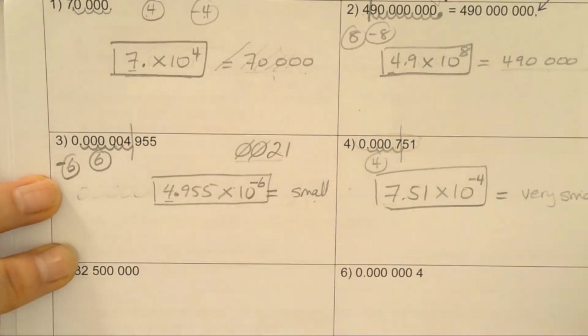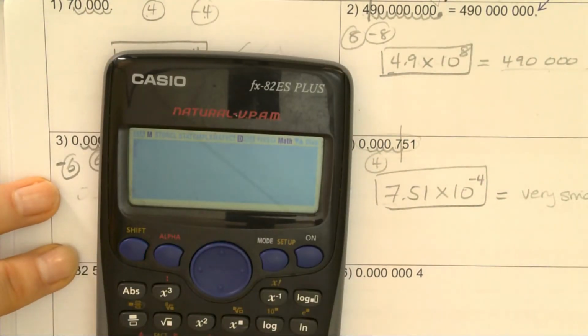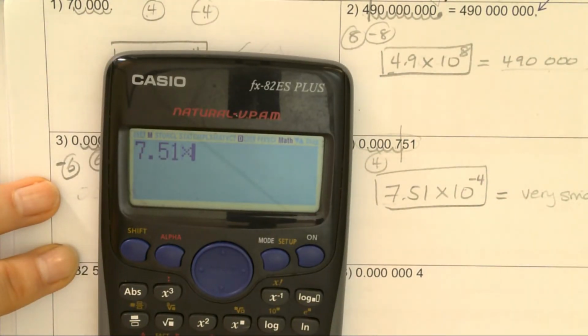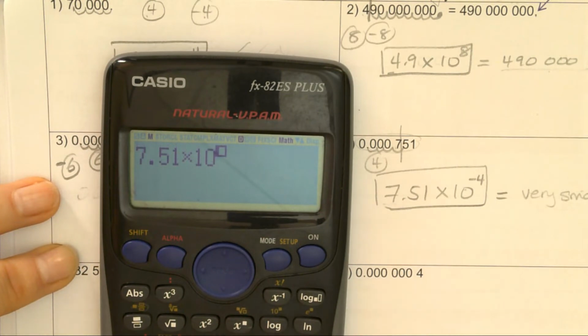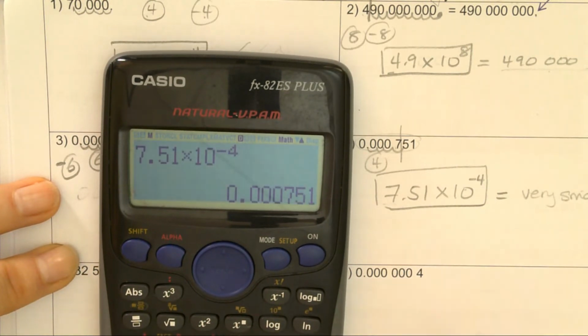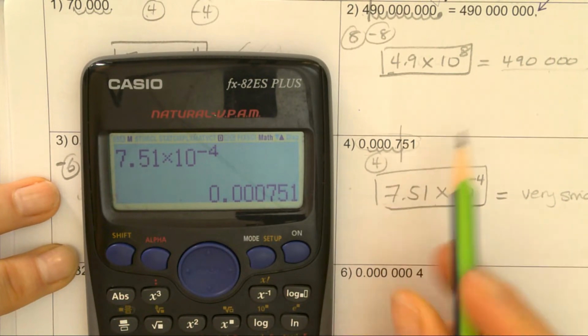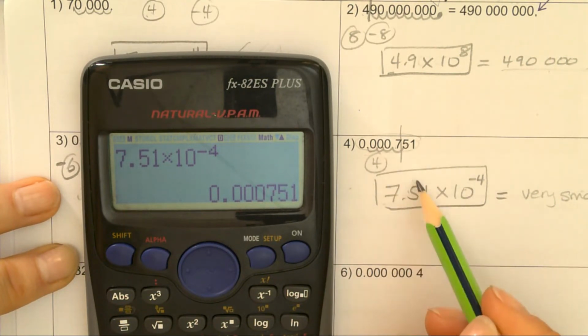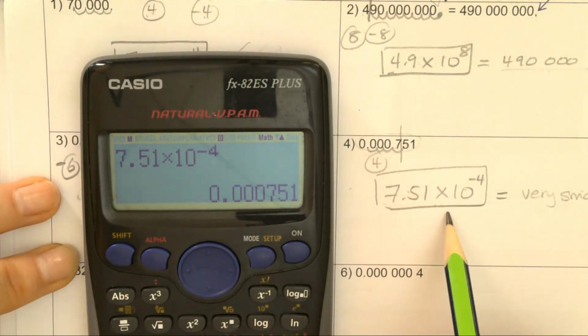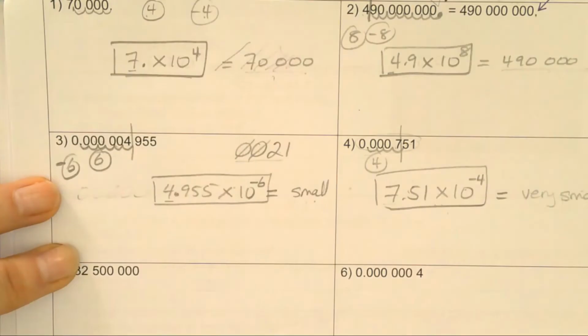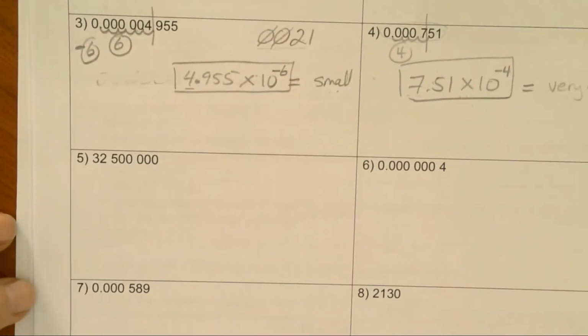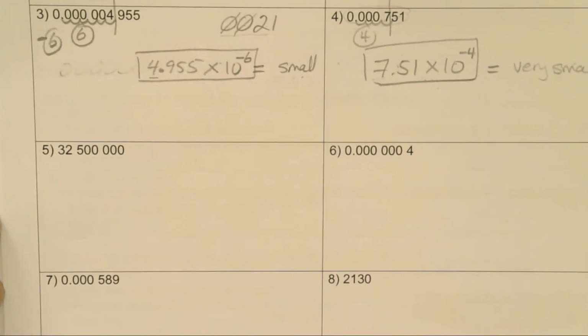Let's check on our calculator. 7.51 times 10 to the negative 4. Yep, you can see that this is equal to this. So these are the same numbers, but we just write it differently. Okay, let's look at the next one.